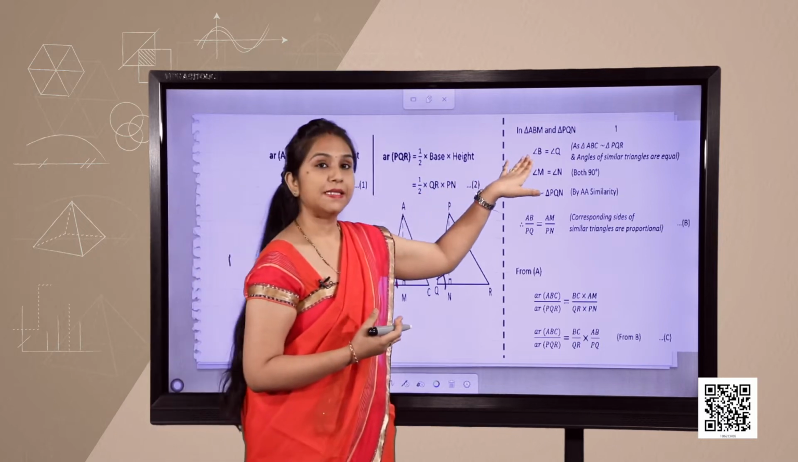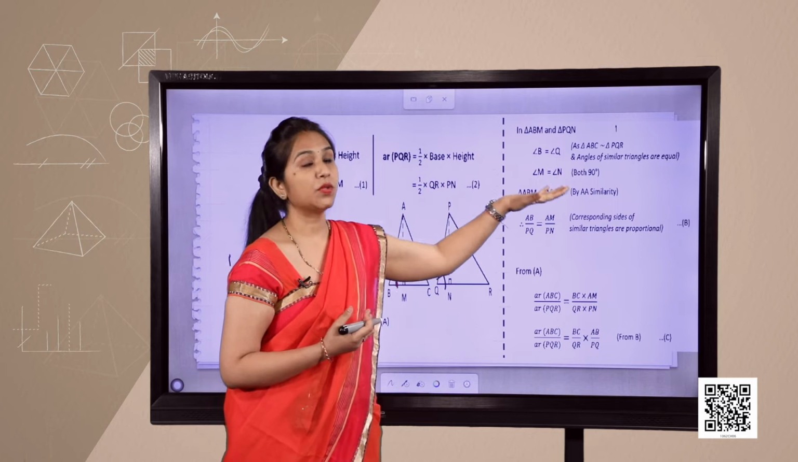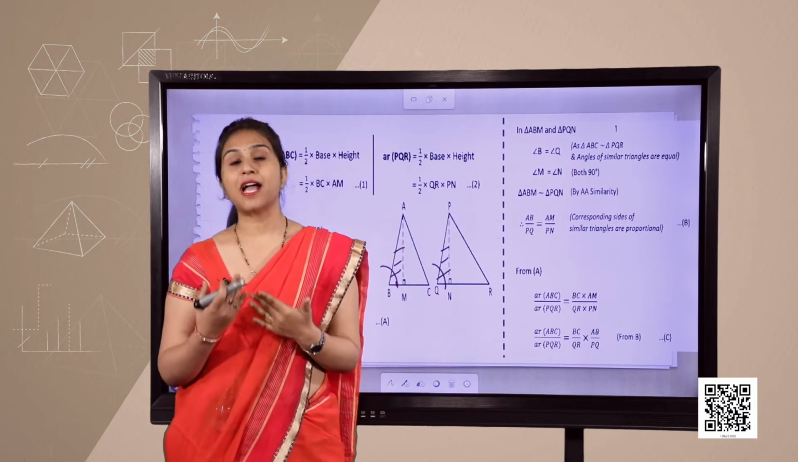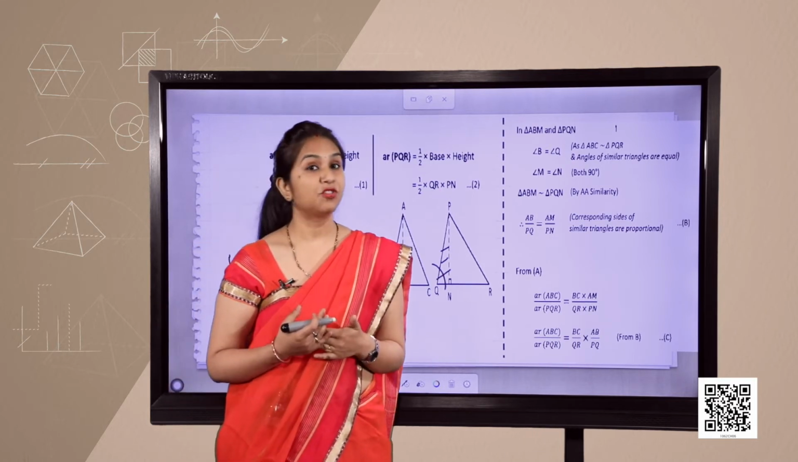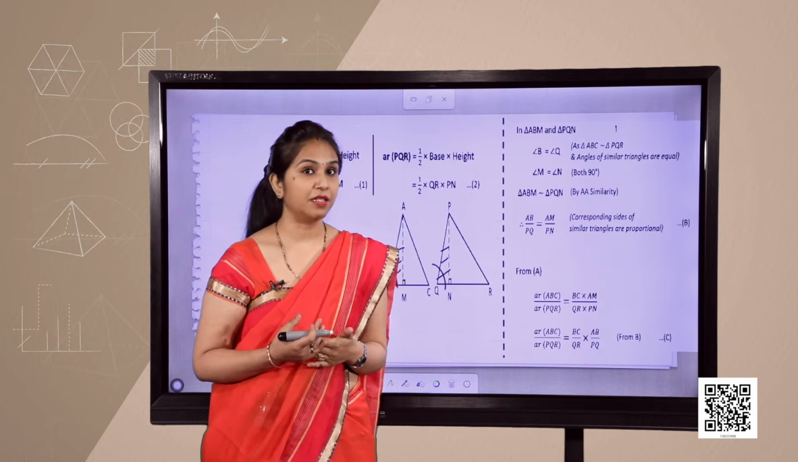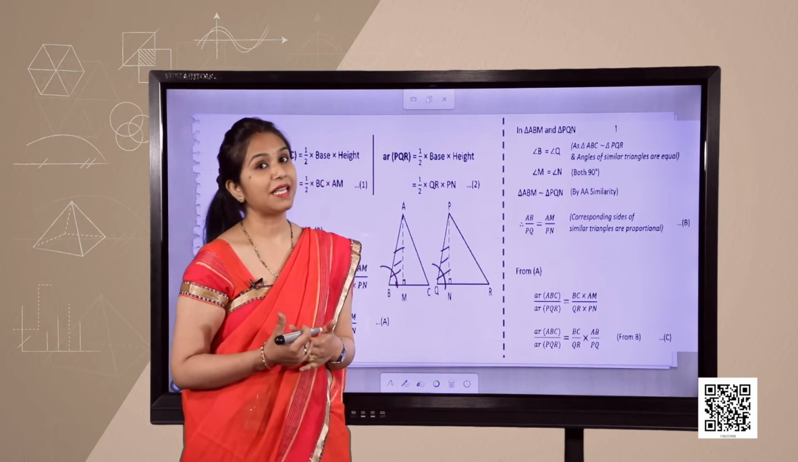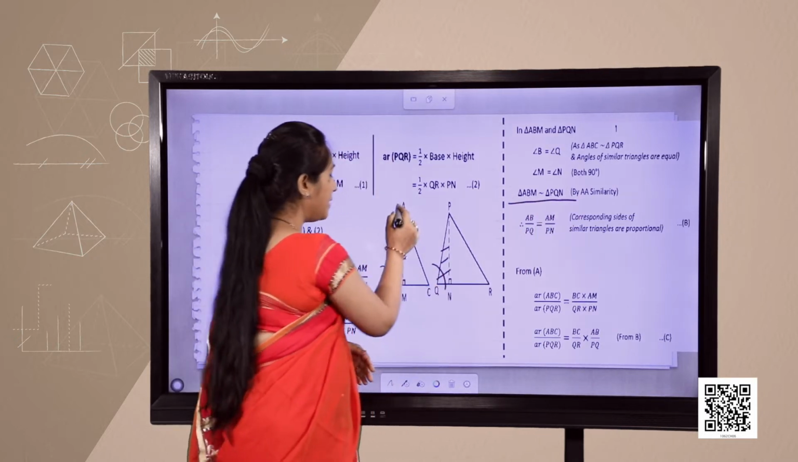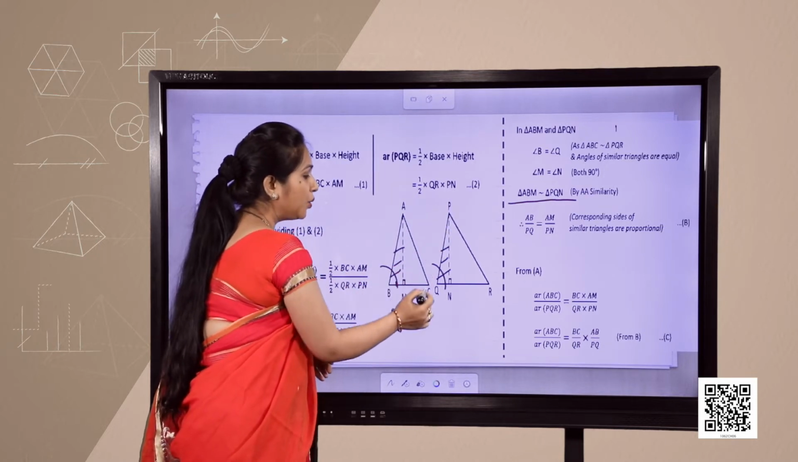So, we reach this step that angle B is equal to angle Q, angle M is equal to angle N. Now, in these two triangles, you are showing that two angles are equal. So, what can you say about the triangles? Then the triangles become similar triangles, under the AA similarity criteria. So, you have shown that triangle ABM, this small triangle, is similar to triangle PQN.